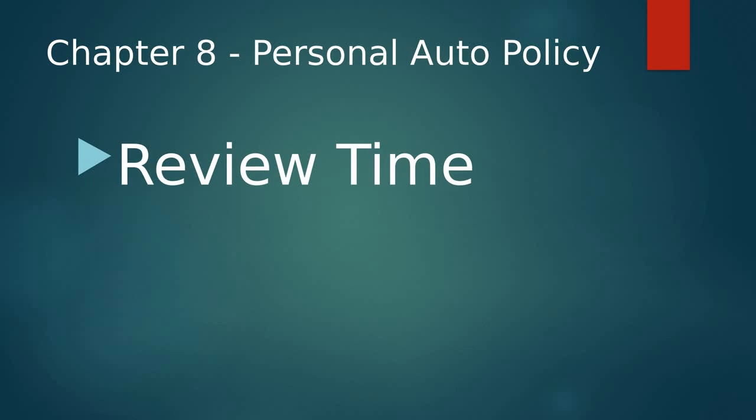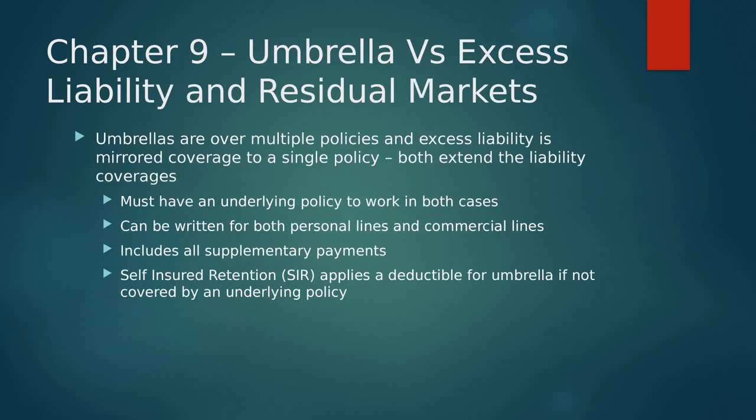All right, that ends Chapter 8. And now we're going to be moving on to Chapter 9, Umbrella and Excess Liability and the Residual Markets. So umbrella and excess liability policy, the whole reason that we're talking about these is because these will extend liability coverages over what you originally have under your base insurance policies.